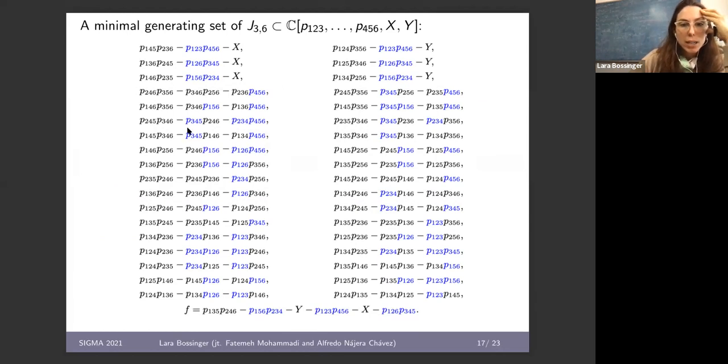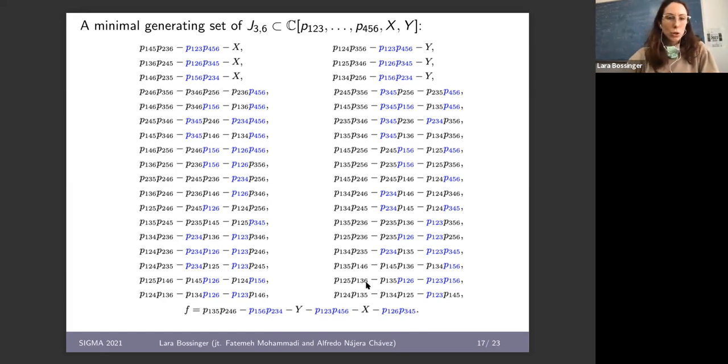So I find here all three-term Plücker relations. I find the binomial expressions for x and y in terms of Plückers. And I have one more element that looks like a four-term Plücker relation where I have replaced x and y, where I have substituted parts of the monomials in Plückers by x and y.